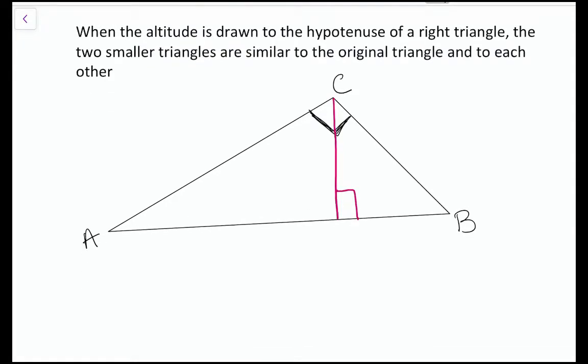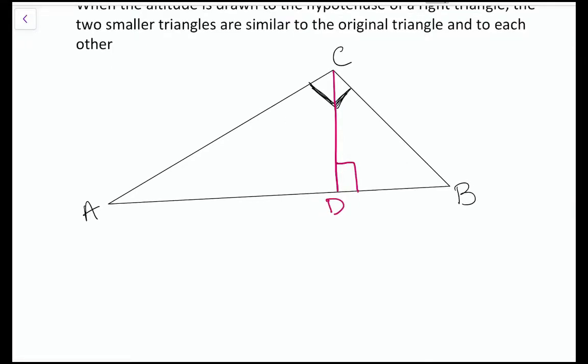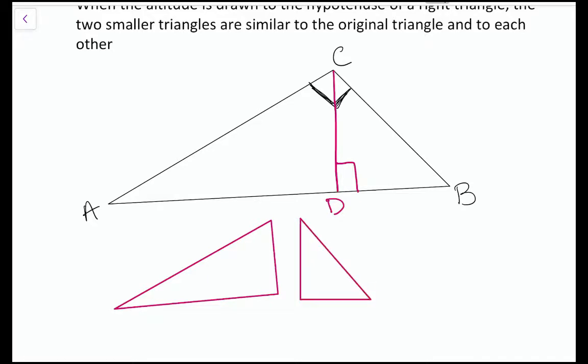And so I'm going to call this point D. So now I have 4 points here. So I have created another triangle ACD, and then I have created this triangle CDB. So I'm going to go ahead and label that A, C, D, and C, D, B. All right, so these are obviously right angles.